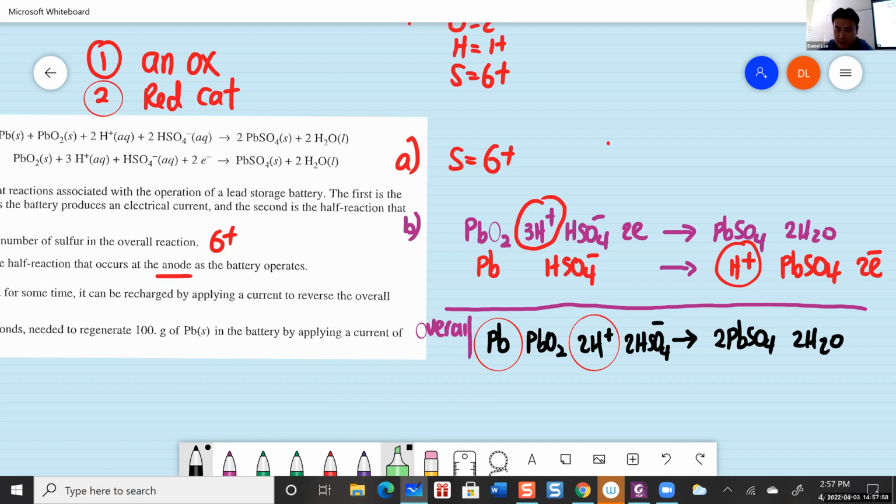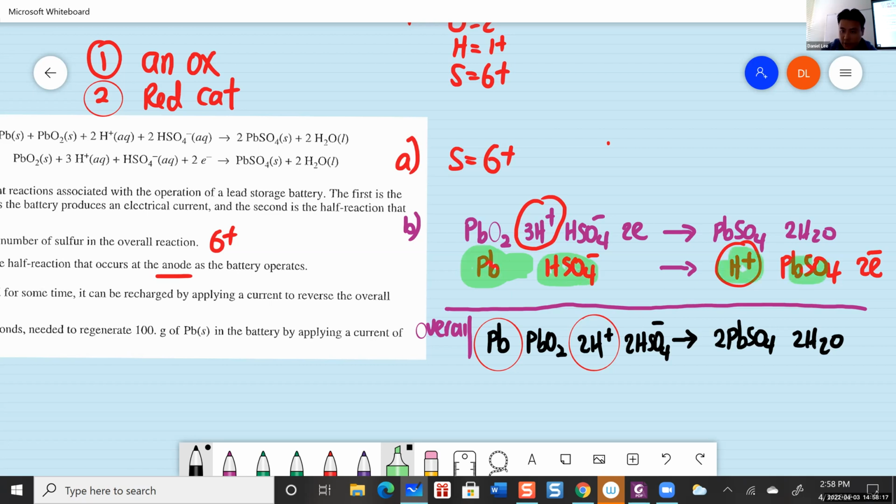Yeah, the hydrogens cancel to 2. PbO2, Pb, yeah. Electrons cancel, yep. I have 2 HSO4 minus, yes. And I have PbSO4, Pbs, so 2 PbSO4 and 2 water. Yep, that's it. So you just got the right answer. So the answer is this one in green, yeah?